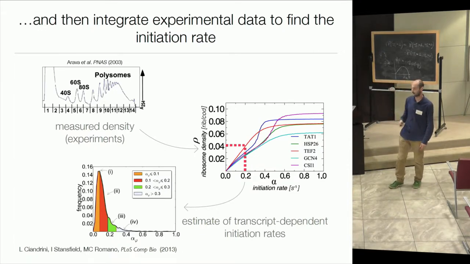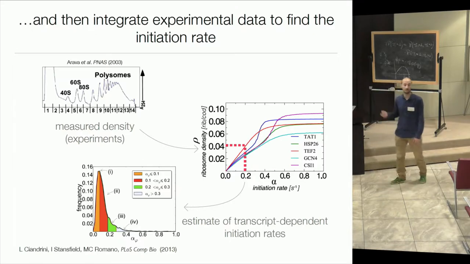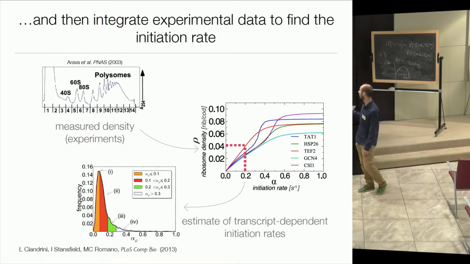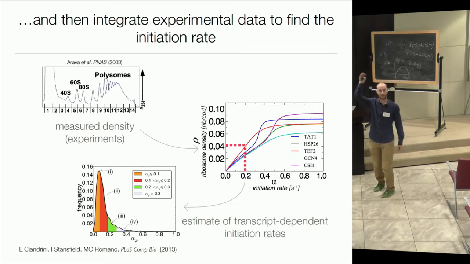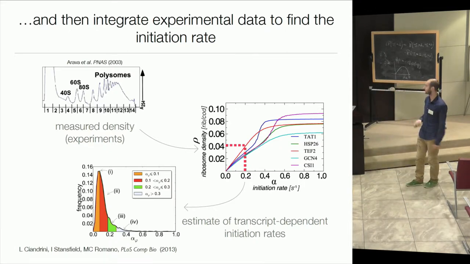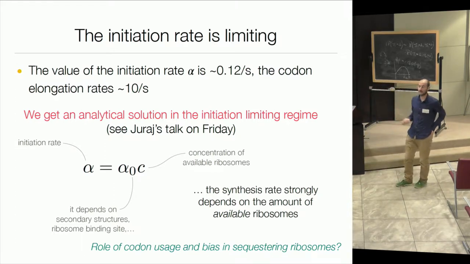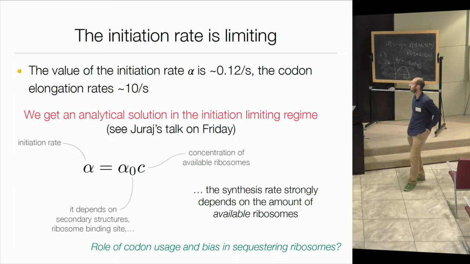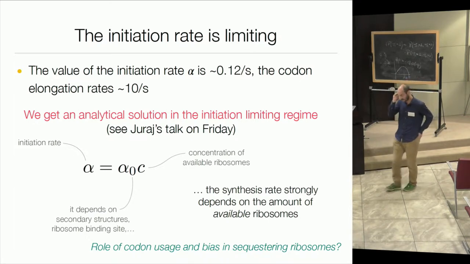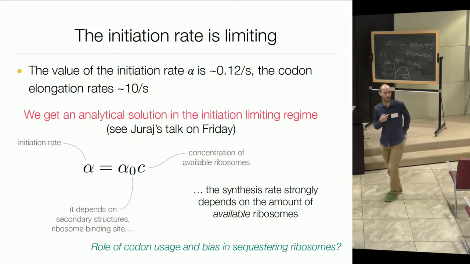The first are smooth genes, genes that with increasing initiation rate show a smooth increase in the density. The reason for this is the presence of a ramp at the beginning of the gene, and ribosomal genes are in this category. There were other genes, mainly regulatory proteins, that could have a sharper transition in the density, as Dunk will also show with his model. We estimated an initiation rate about two orders of magnitude smaller than the codon elongation rate. I'm not going to talk a lot about that, but we can get an analytical solution in this regime, and Yuri is going to talk about that tomorrow.